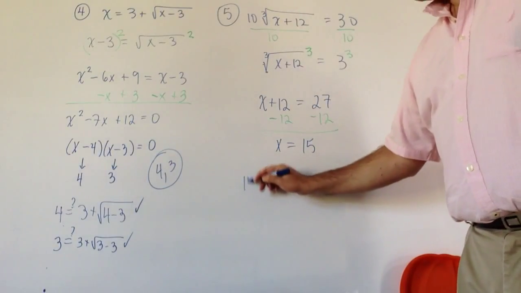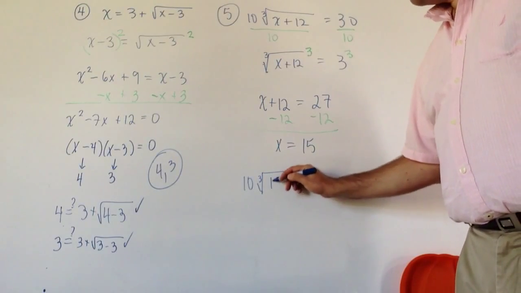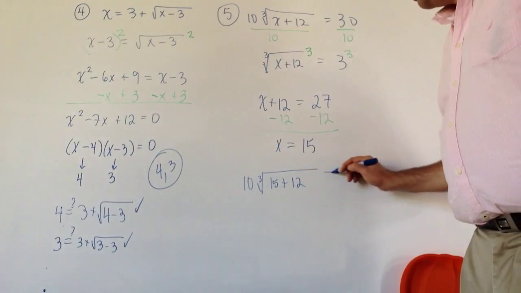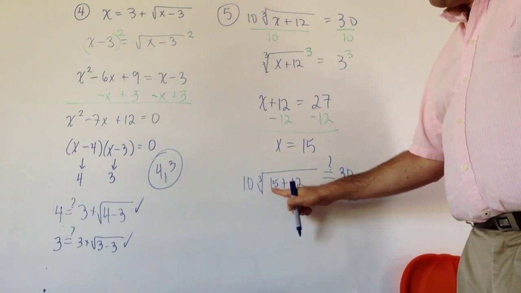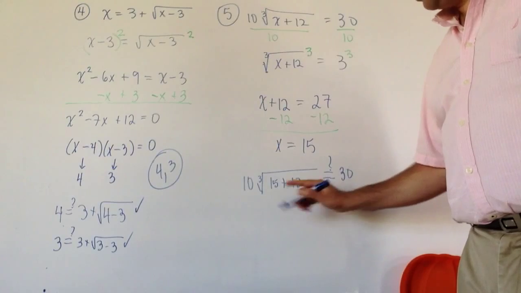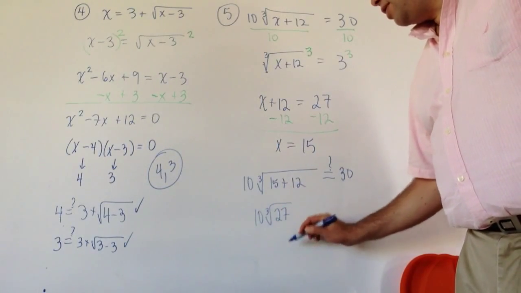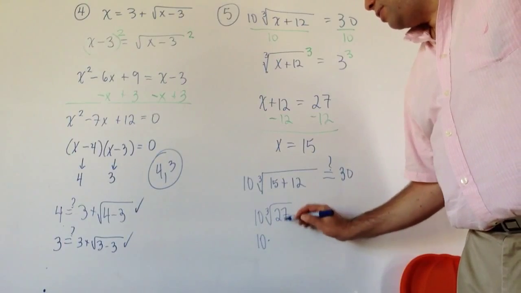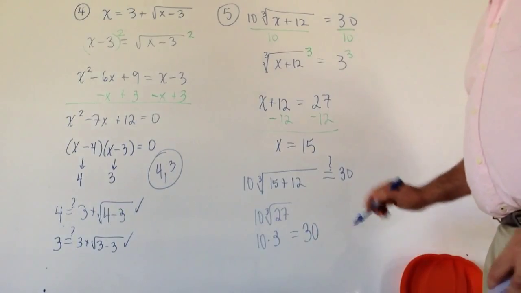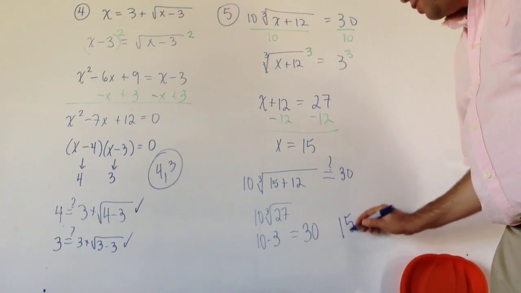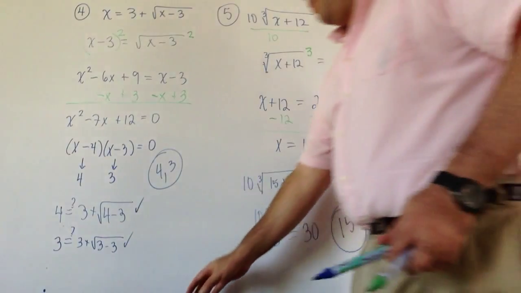Checking. 10 times the cube root of 15 plus 12, does it equal 30? Okay, 15 plus 12 is 27. 10 times the cube root of 27 is 10 times 3. It is 30. So the solution is 15. Let's do number 6.